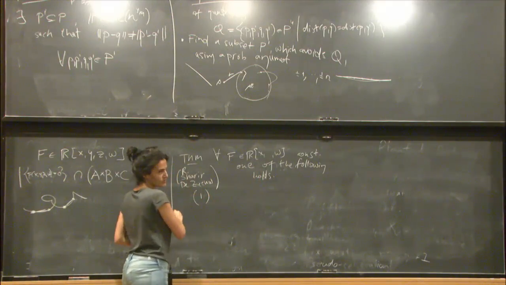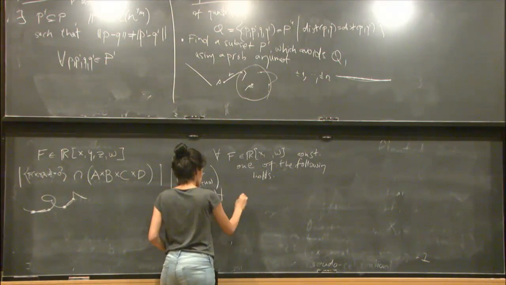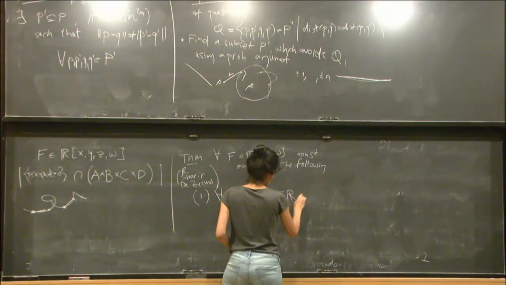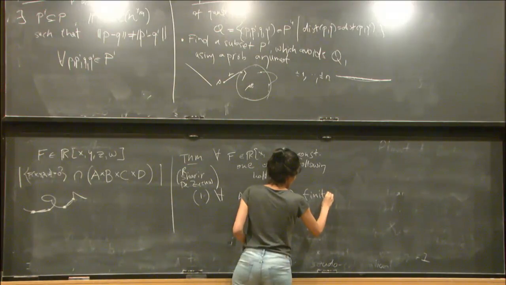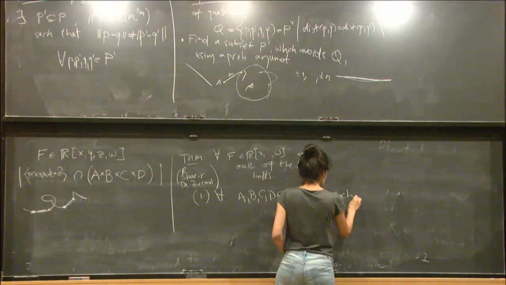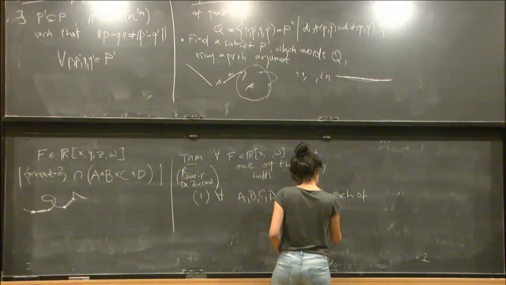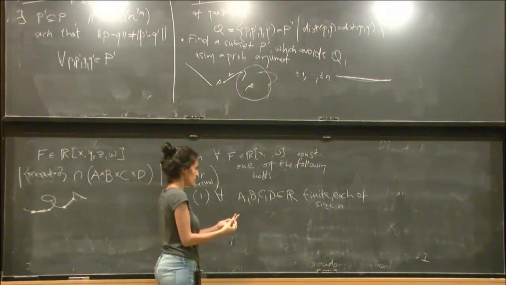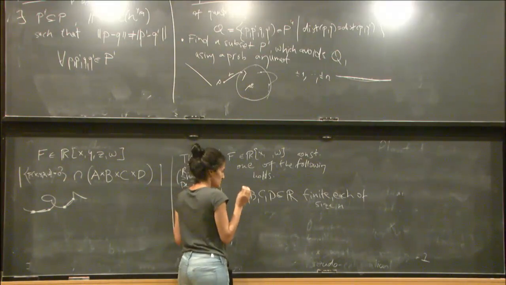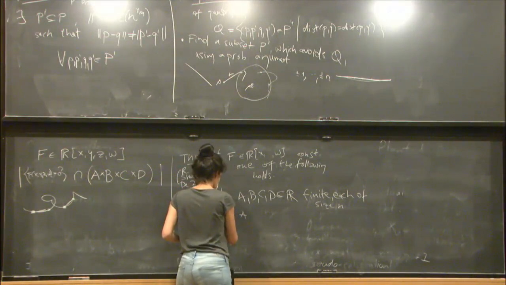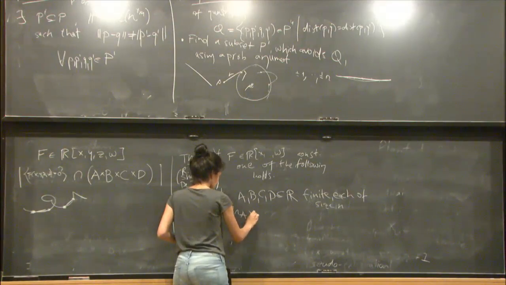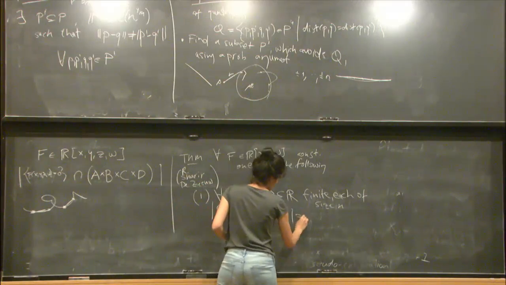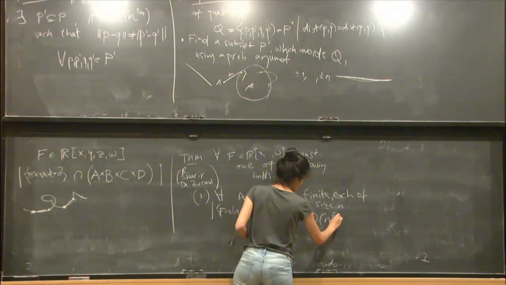So one possibility would be that for every 4 sets, finite, let's say each of them is of size n, this intersection will be small. Again, the trivial upper bound is n cubed, so it will be much smaller than n cubed. So the zero set of f intersection with A times B times C times D is of size at most n to 8/3.